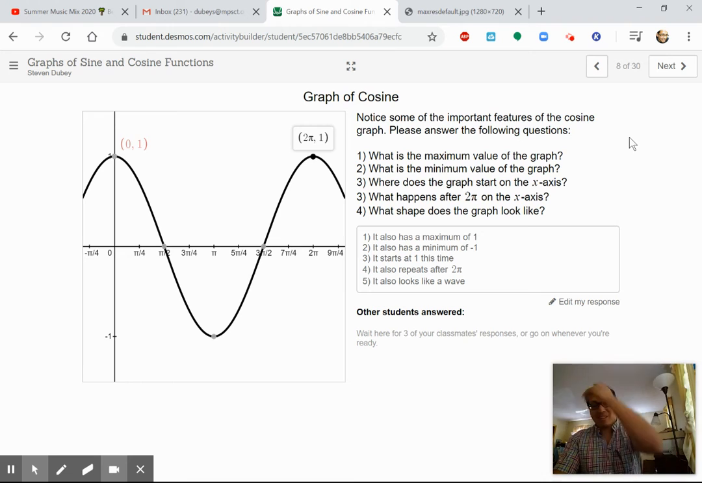Do my wave here. Yeah. There you go. Okay. Just for you guys. Just to make this a little bit lighter.